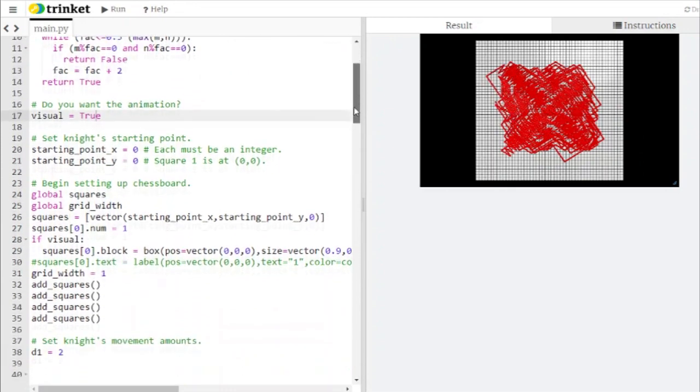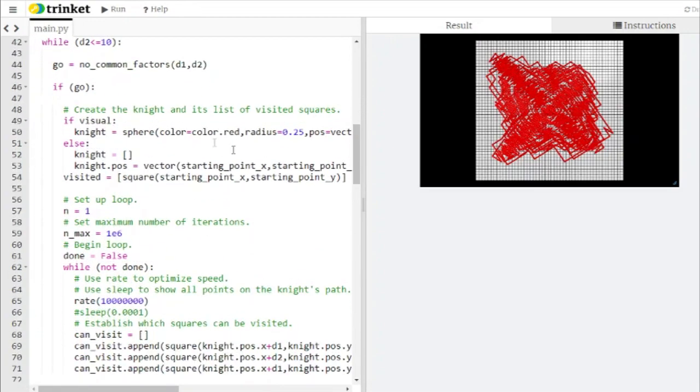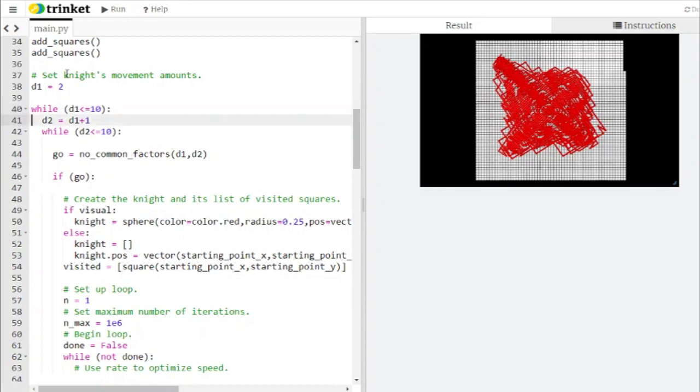And one of the questions that comes up is what happens if you adjust the knight's movement? So standard rule is for the knight to move one square in one direction and two squares in another direction. But you can imagine changing that up for the knight. So what I've done here, I've taken my previous code that I showed you on the previous video, and I've wrapped it in two while loops. So we're going to loop over these two movement amounts, D1 and D2.